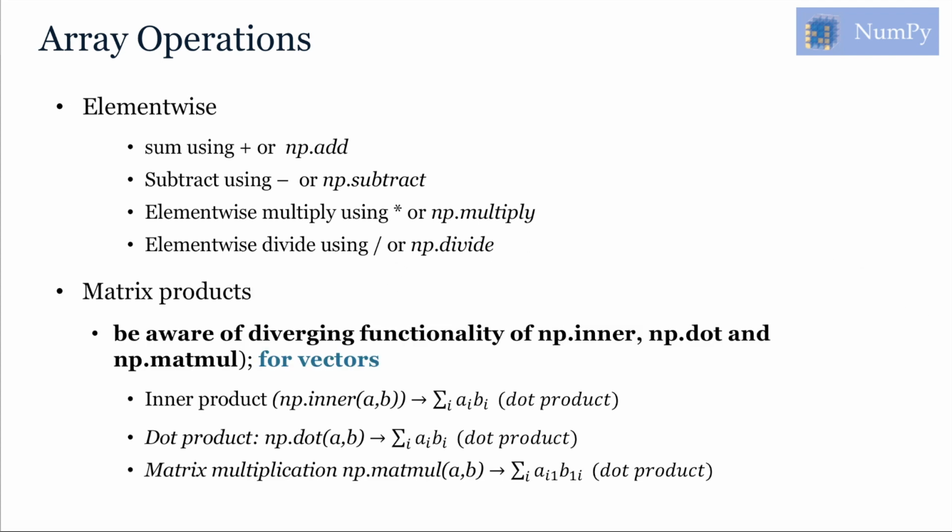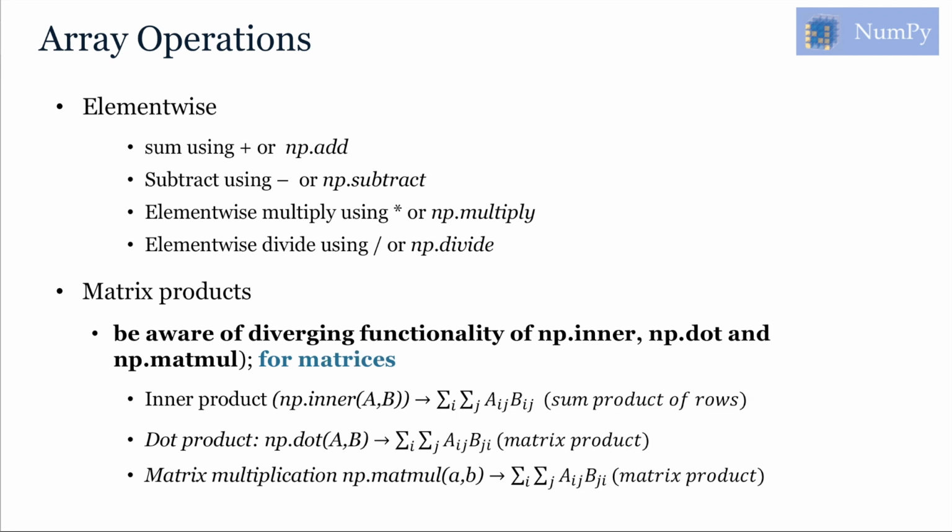When it comes to matrix product operations, it's worthwhile being aware of some diverging functionality of the following functions. So we have 3 functions here, np.inner, np.dot, and np.matmul, which for one-dimensional vectors will all calculate the dot product, so element-wise multiplication with summation. However, their functionality starts to diverge when you get to 2D arrays or matrices.